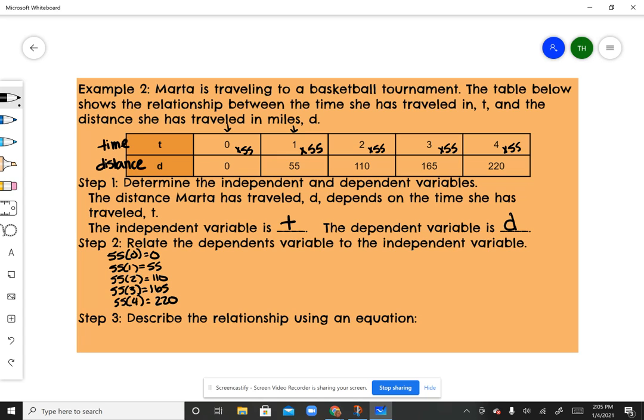So now it says to describe the relationship using an equation. Okay, so we know that we took our time and we multiplied that by 55 to get d. Okay, so our distance, or our d, equaled 55 times whatever t was. Okay, we're not going to plug a number in there because it's whatever was on this t row times 55 would give us d, our distance.